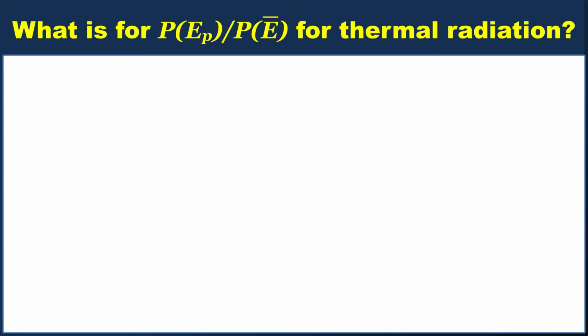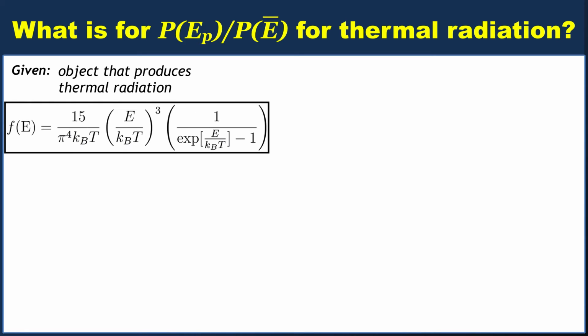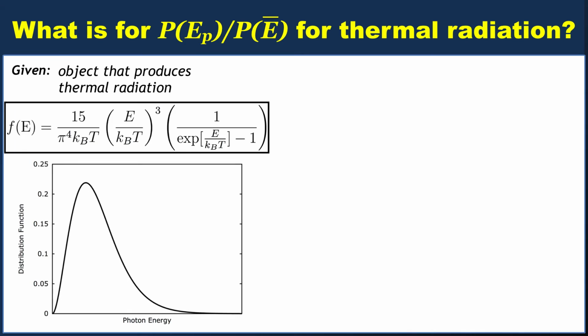The goal of this exercise is to compute a probability ratio for the Planck spectrum. So imagine that we have some object that produces thermal radiation, meaning that its distribution function is described by this. So it's a function of energy and temperature. Graphically, it looks something like this.